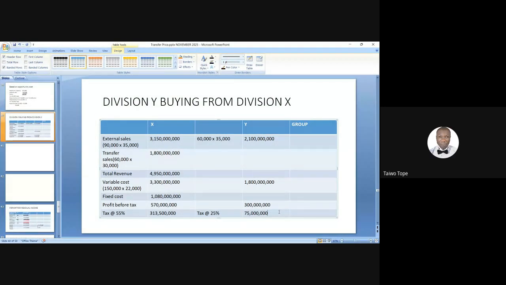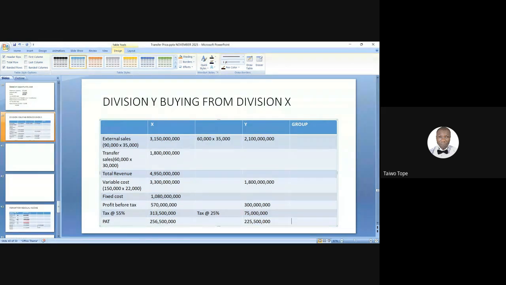So your profit after tax will be what for division X? And for division Y, it should be 225. Overall, the group profit will be what? When you add the two, you know, they're operating in different countries.